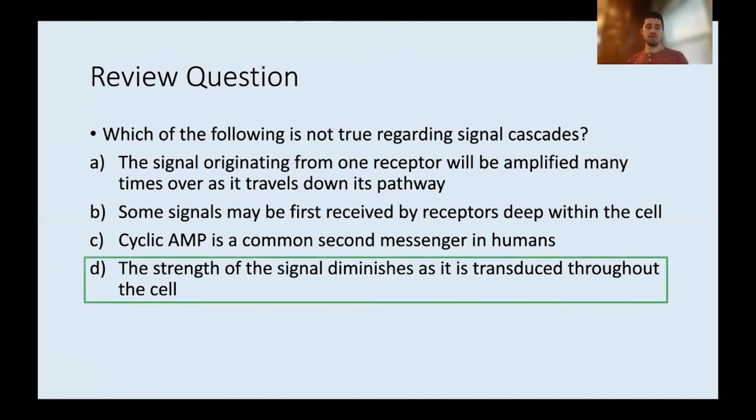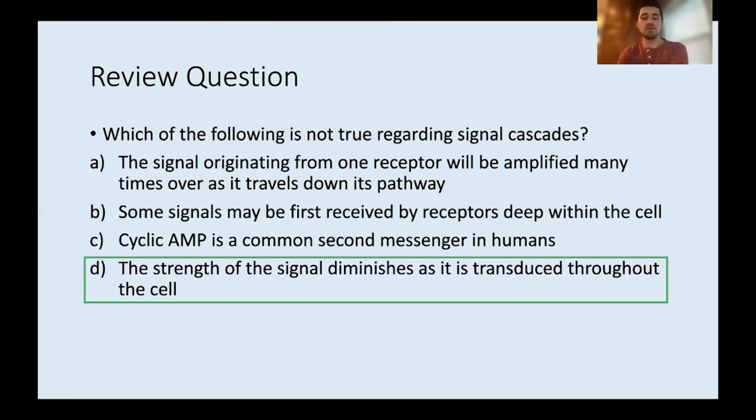So A, the signal originating from one receptor will be amplified many times over as it travels down its pathway. The question is asking which of the following is not true, and that is 100% true. That is the whole point of the signal cascade, that it's amplifying the message. So it's a really effective way to transmit information throughout the cell. So A is correct. A is a true statement, so it is not the correct answer. Because remember, again, we're looking for what's not true.